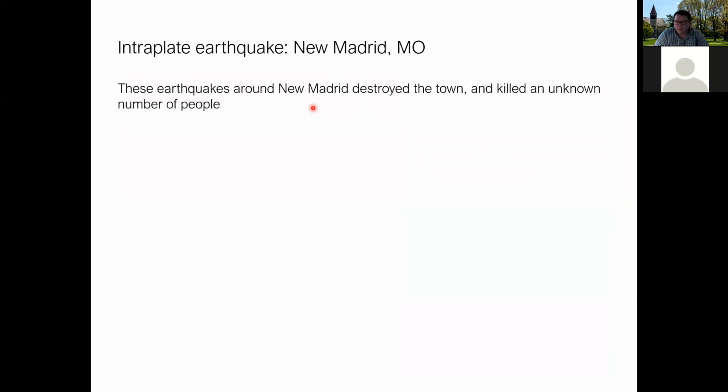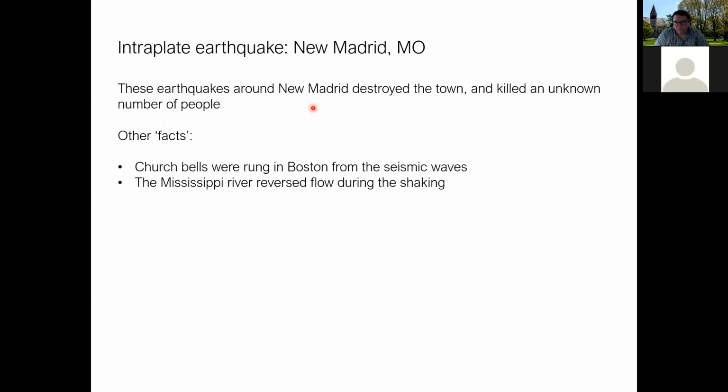These earthquakes destroyed the town of New Madrid and killed an unknown number of people in the 1812 earthquake. To give you a perspective on this, this earthquake was so large, the seismic waves propagated so far that church bells were ringing in Boston in 1812 as a result of these earthquakes. There was so much of a fault scarp formed where the Earth's surface was deformed that the Mississippi River actually flowed the wrong direction, with the Gulf of Mexico end of the Mississippi running back into Missouri and flooding quite a lot of the area around there.